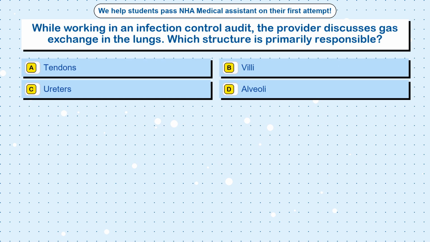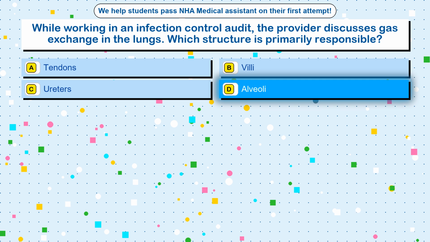Question 74. While working in an infection control audit, the provider discusses gas exchange in the lungs. Which structure is primarily responsible? Option A. Tendons. Option B. Villi. Option C. Ureters. Option D. Alveoli. The correct answer is option D.